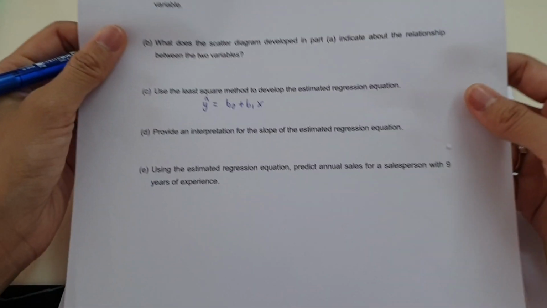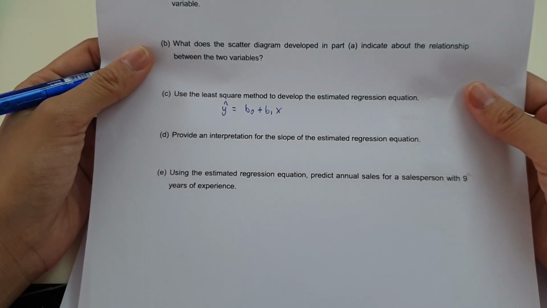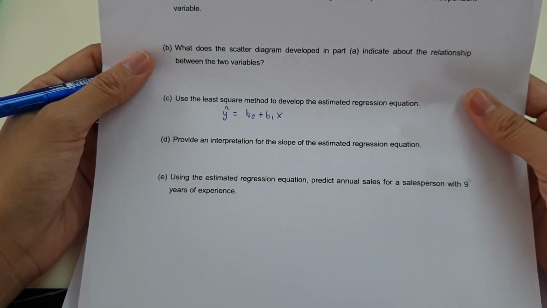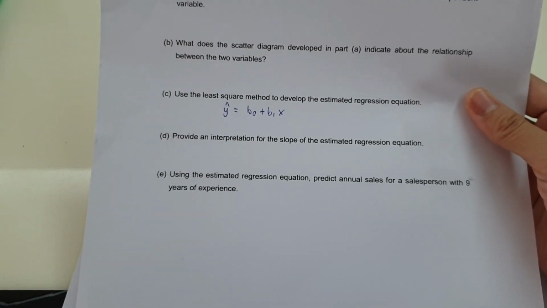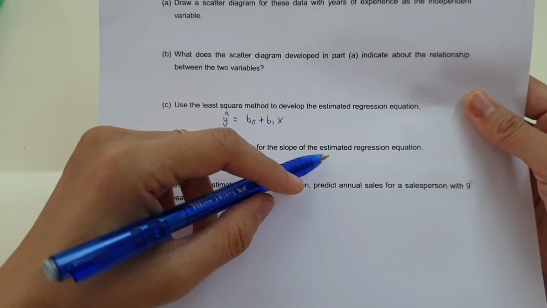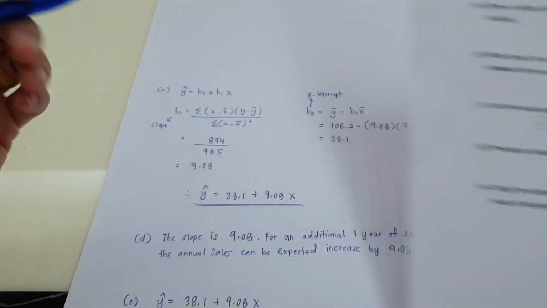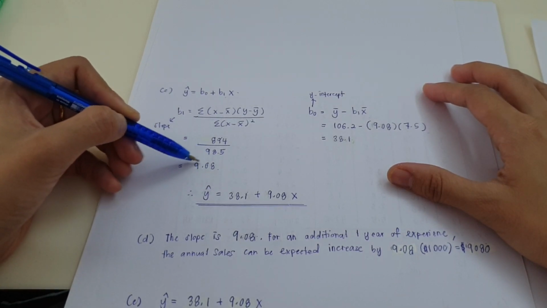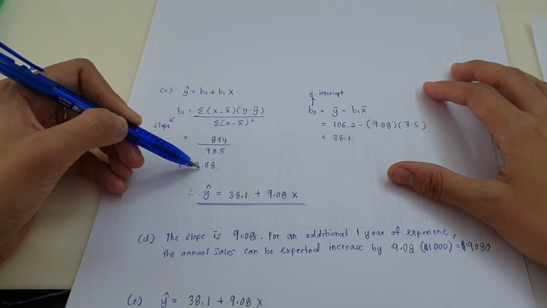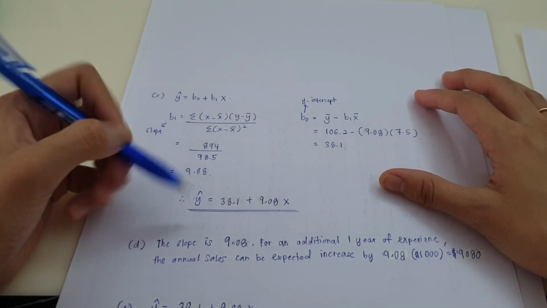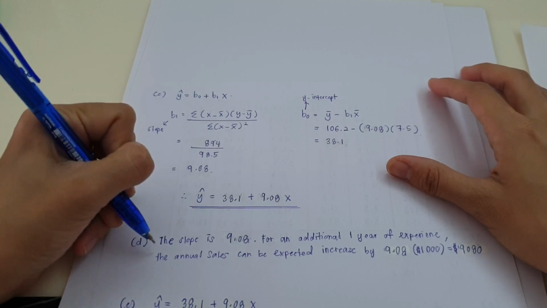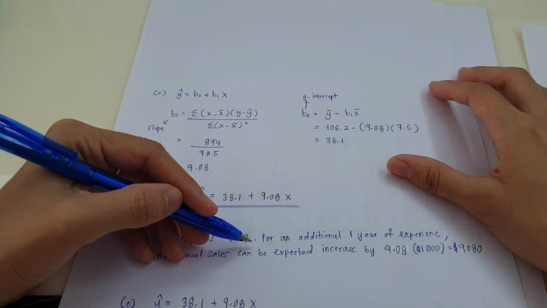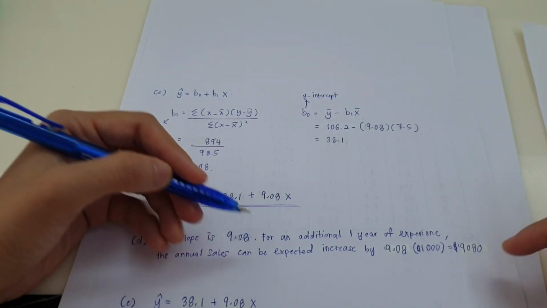Now I proceed with question D, because a lot of you asked me how to interpret the slope. What is the interpretation for the slope? Does it include the calculation? Yes, it does. Provide an interpretation for the slope of the estimated regression equation. What is the slope? This one is the slope. We have to interpret this. What is the meaning of 9.08? You just write like this: the slope is 9.08.